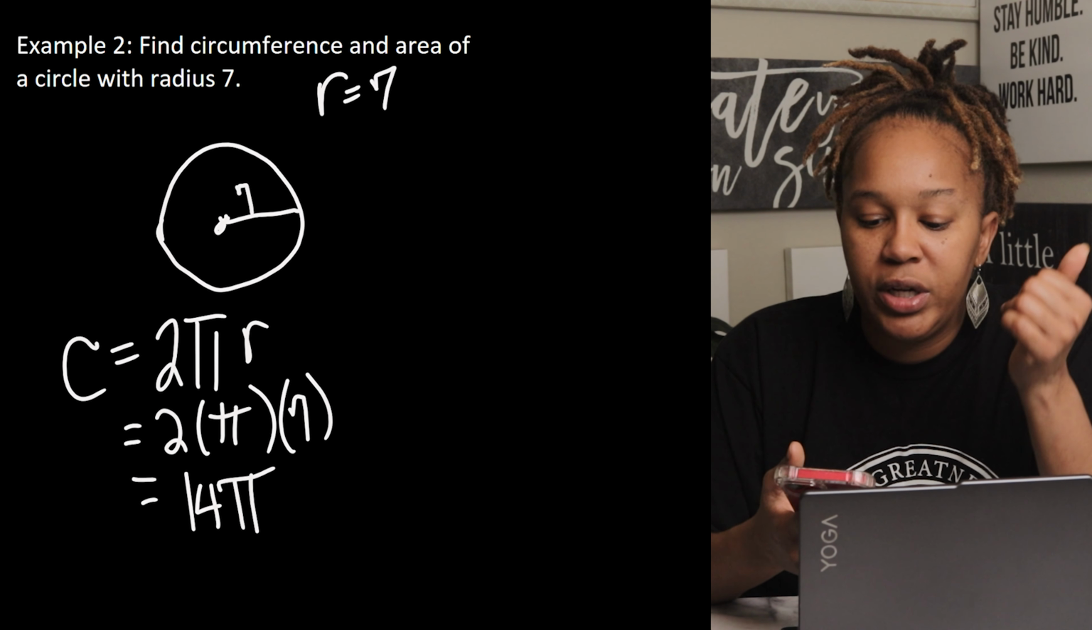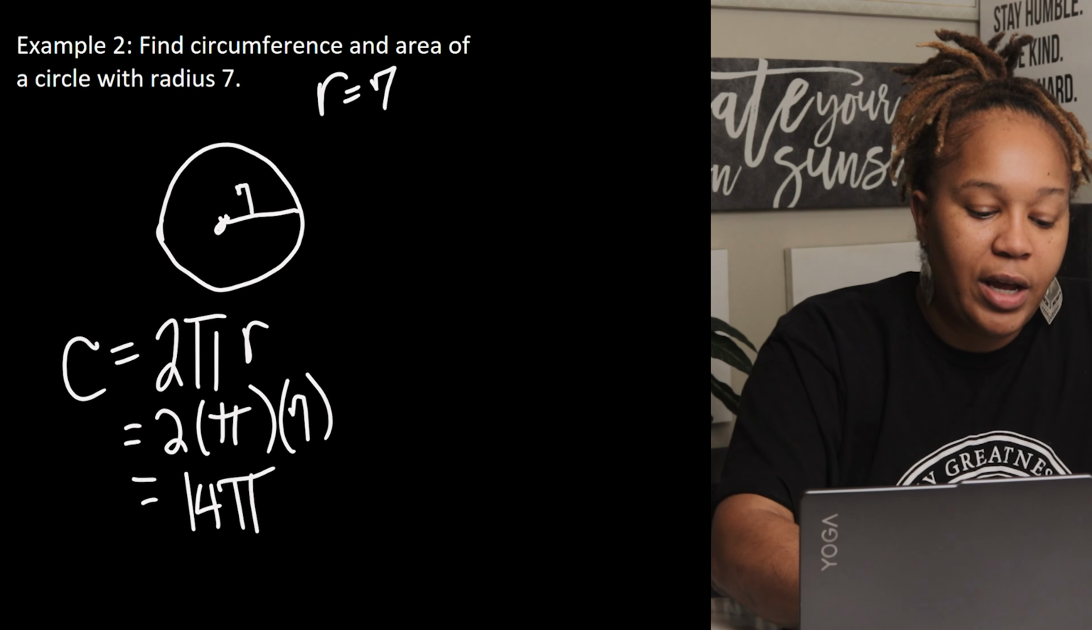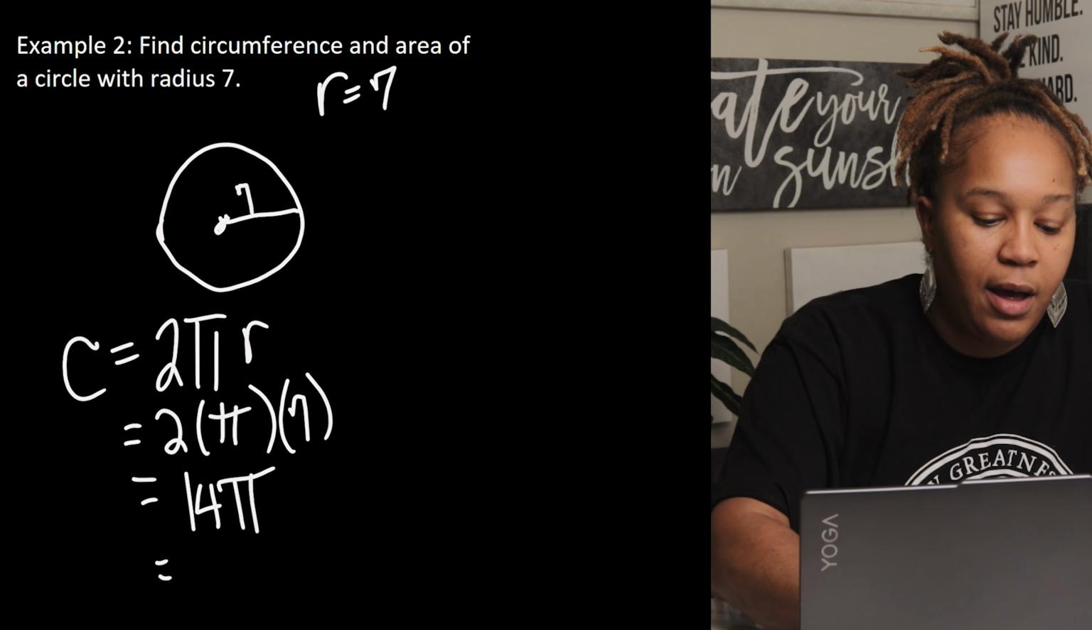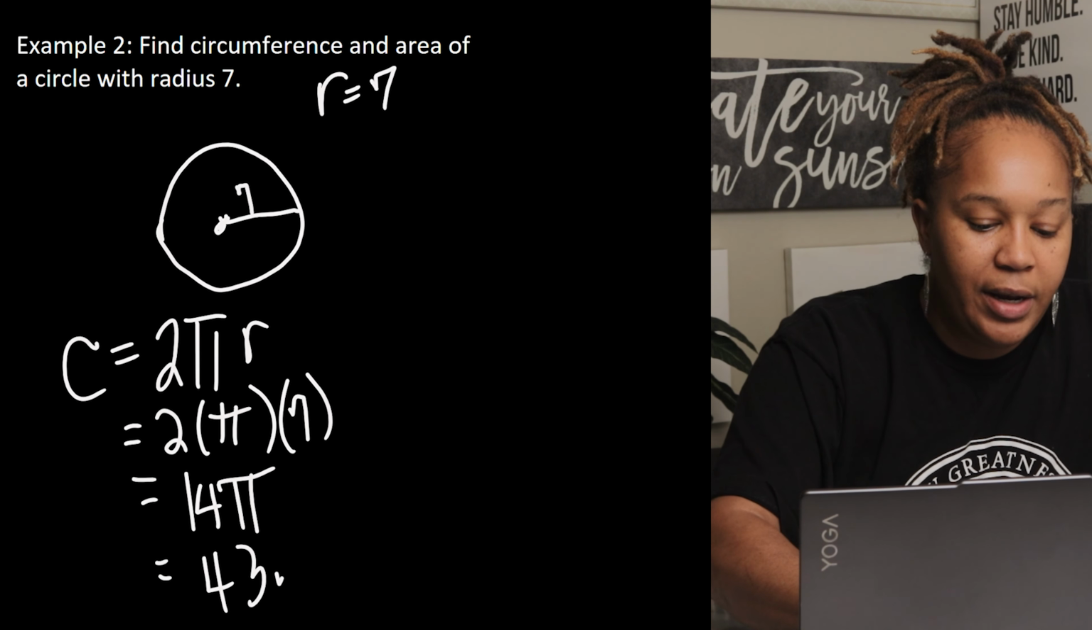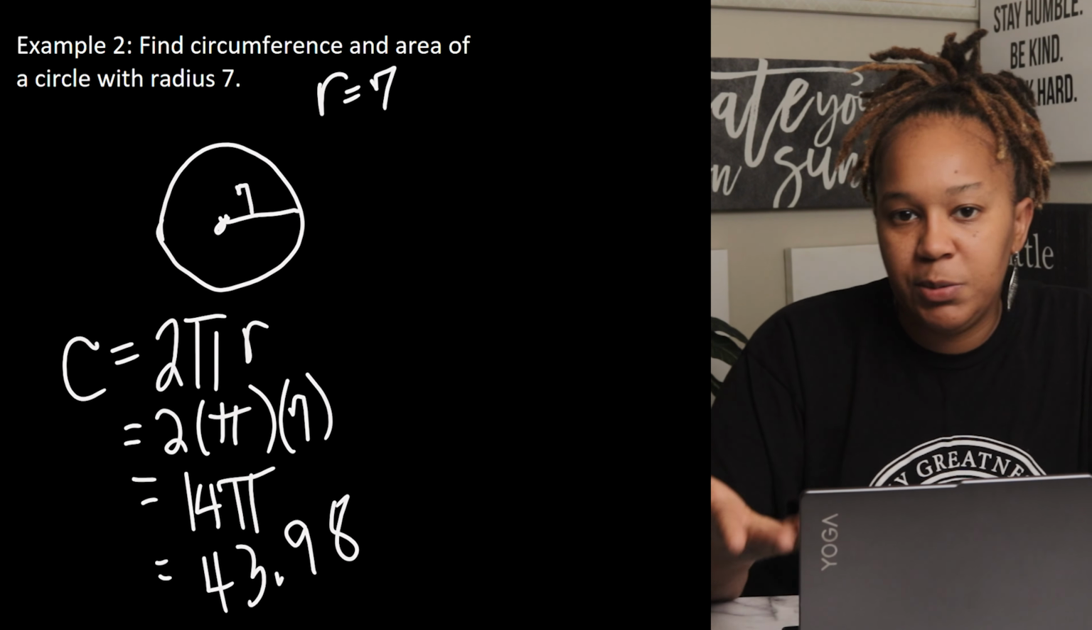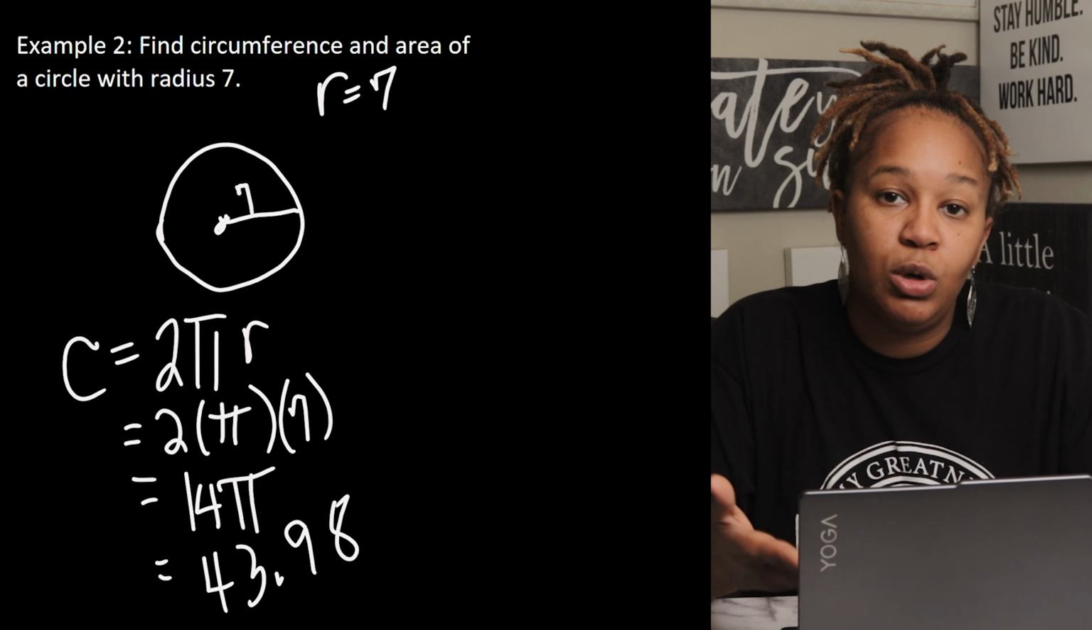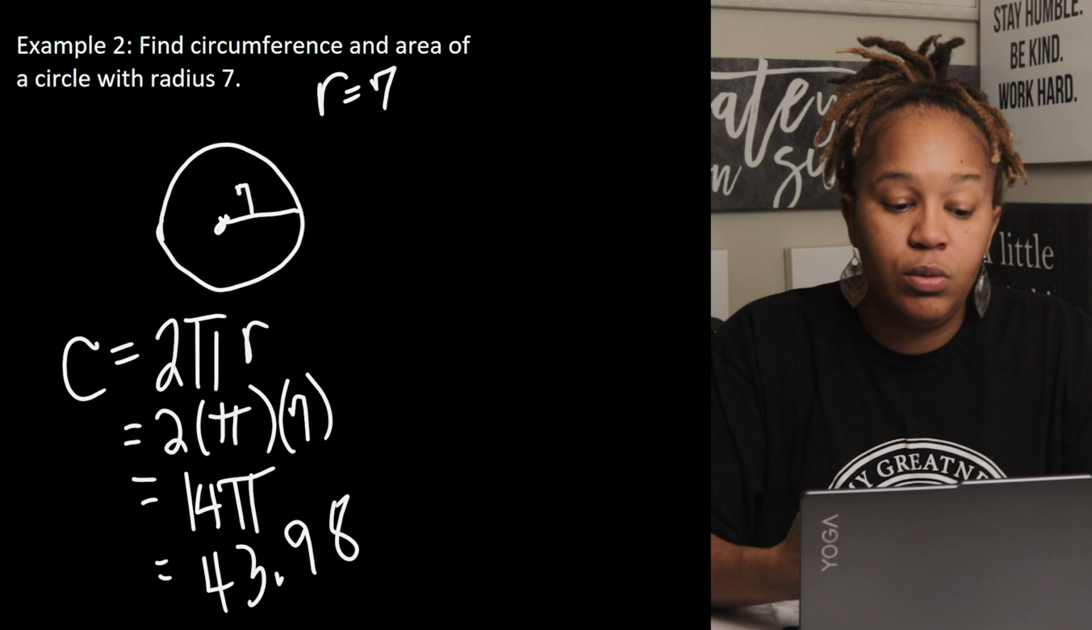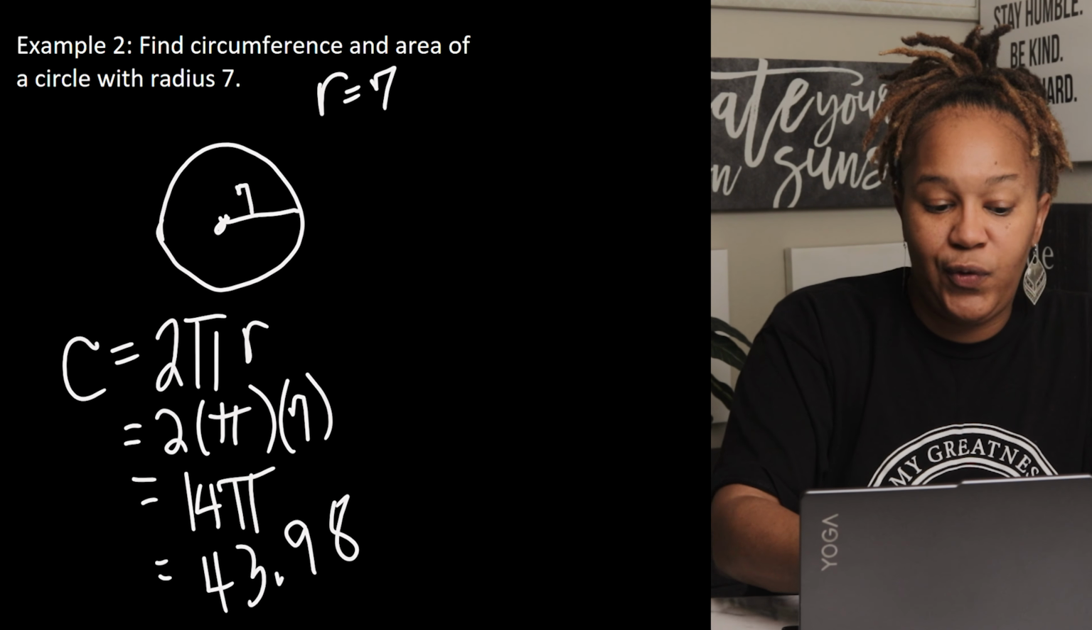So you will do 14 times 3.14. And so what I end up getting when I do 14 pi is 43.98. And I'm just going to round to 2 decimal places. The TSI is multiple choice. So the good thing about that is you will find the answer choice that best fits that answer.